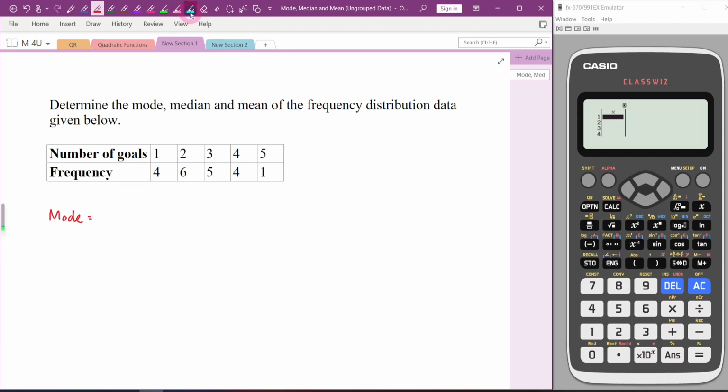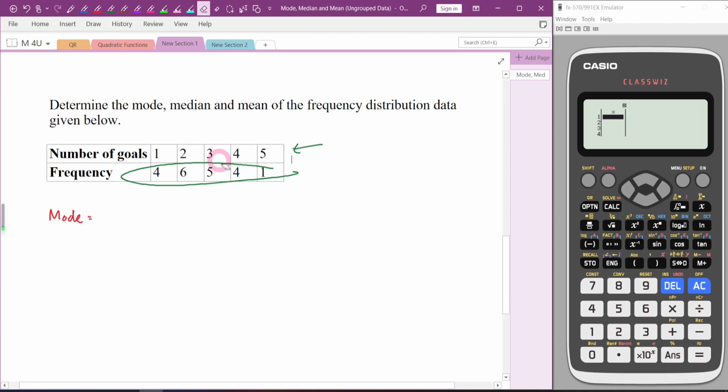Some students might give the answer 4 because you see 4 three times, right? So the answer is 4. No, this is not correct. Mode is the data which has the highest frequency. So the answer cannot come from the frequency. We cannot take from here. We have to take from here.